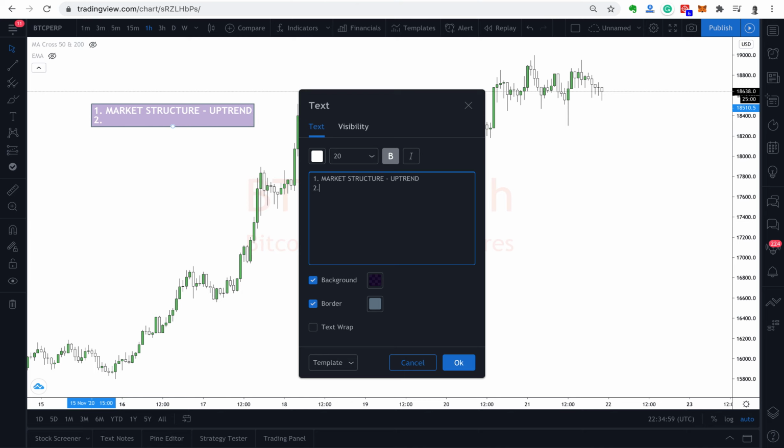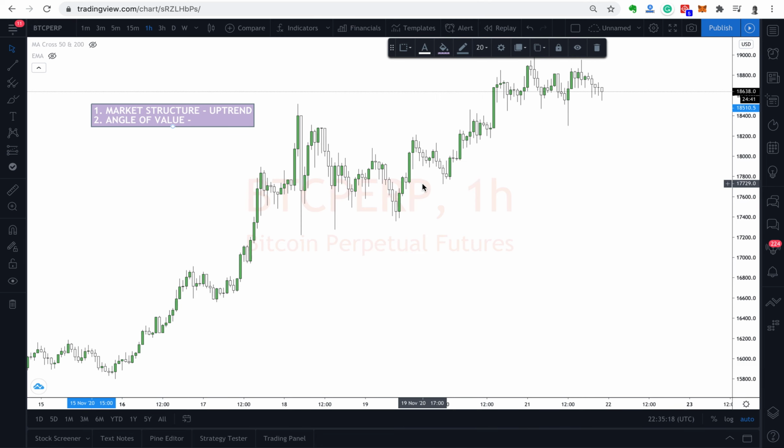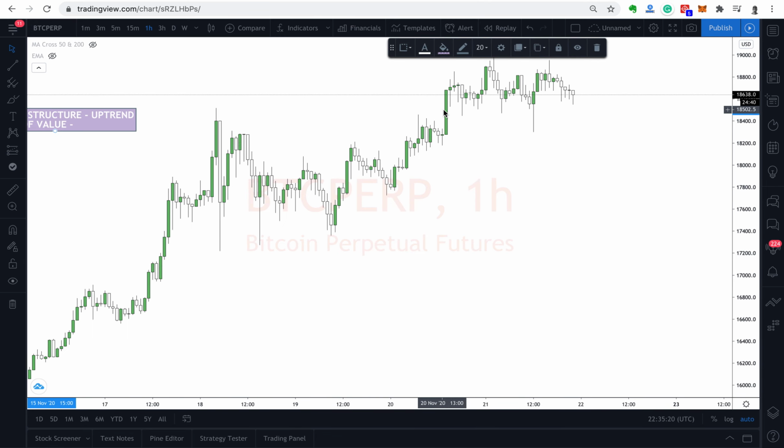So the second thing we want to look at is angle of value. So we want to try to justify where we're going to place a trade. Okay, are we going to place a trade where we have our support or resistance? For instance, now I'm going to draw my resistance line here. I can see a resistance line.